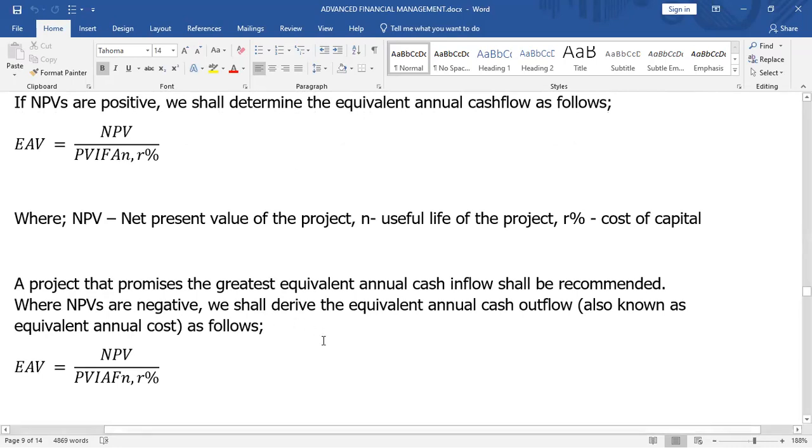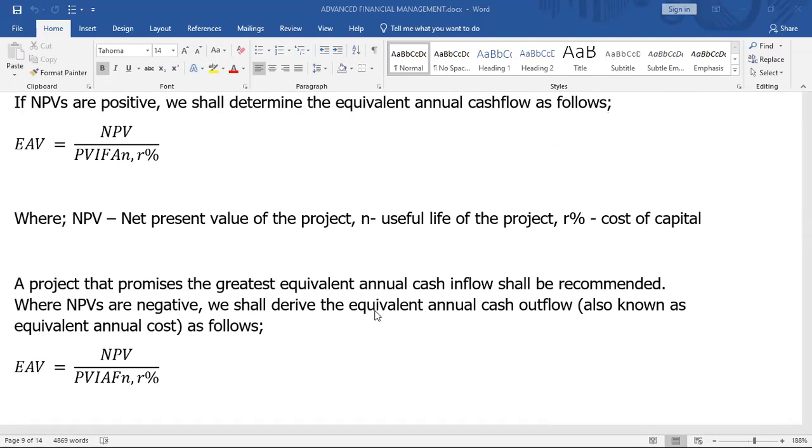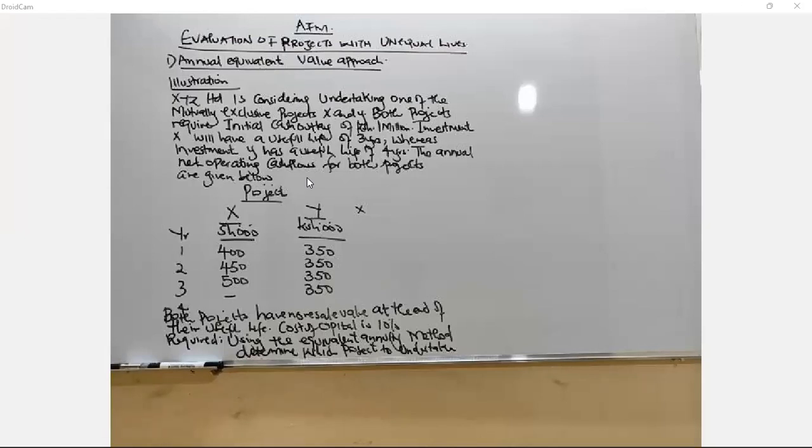Now, let me just share my board so that I can show you how these questions are done. And the question is here with me. We are talking about an illustration which I wrote earlier regarding the annual equivalent value approach. The illustration reads: XY Limited is considering undertaking one of the mutually exclusive projects X and Y. Both projects require an initial cash outlay of Kenyan shillings 1 million. Investment X will have a useful life of 3 years, whereas investment Y has a useful life of 4 years.